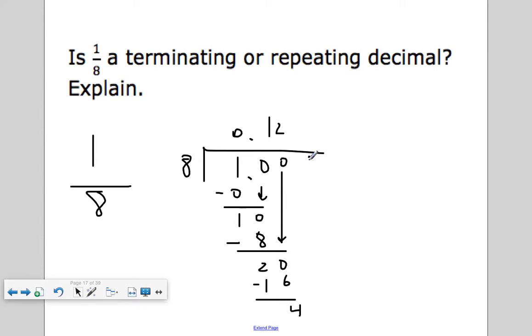Add another 0 here. Bring it down. How many groups of 8 go into 40? 5 times. And it does terminate. So 0.125 is the answer.